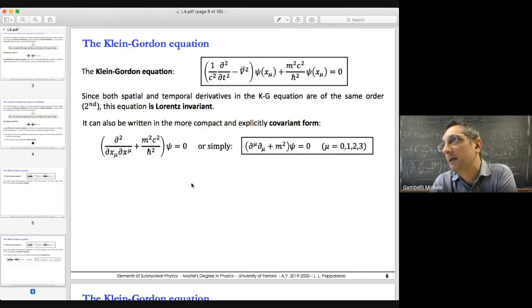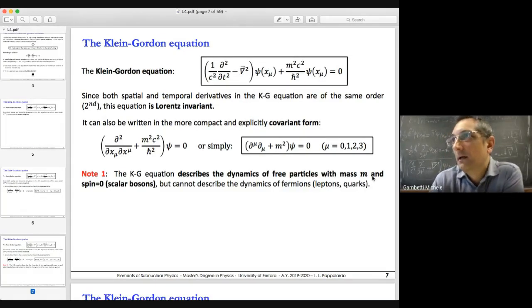Then in natural units, of course, we forget about the c and ħ. And so this is, at the end, the Klein-Gordon equation in the manifestly covariant form, okay? But now we have the Lorentz index, of course, running from 0 to 3. Now, a few details about this equation.